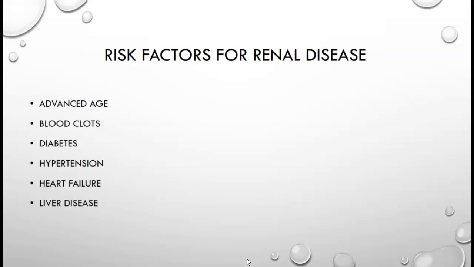Risk factors for renal disease are advanced age. Like I told you, even a normal, healthy 80-year-old has some degree of renal failure. Your creatinine does increase with age, and really kind of abuse. We're pretty hard on our kidneys, but you usually have some degree of vascular changes with elderly folks as well. Blood clots can definitely increase the risk for renal disease, as can diabetes, hypertension, heart failure, and liver disease. We've talked about all of those, so hopefully you can see where those would come into play.